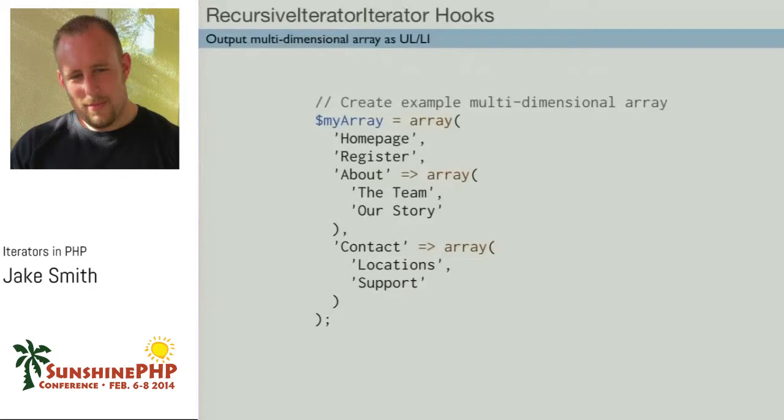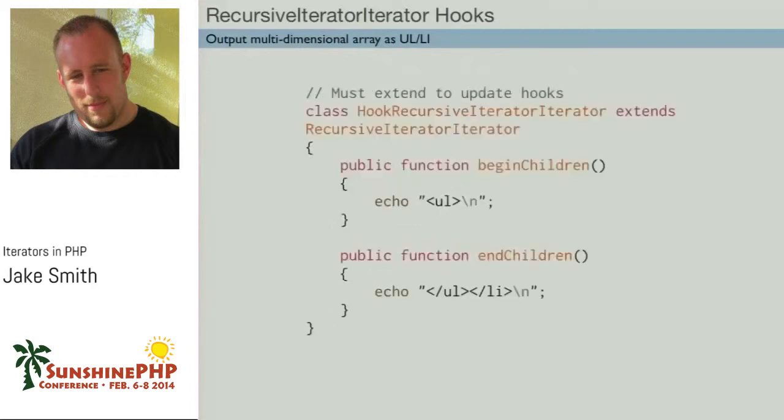So one thing I created using a recursive iterator is a menu. I wanted to be able to just generate a menu anytime. So right here we have home page, registers. It's like a normal navigation you'd have on a site. So I went ahead and created my own hook recursive iterator.